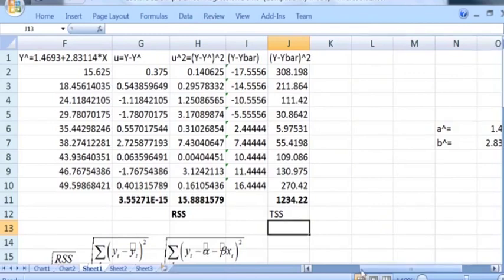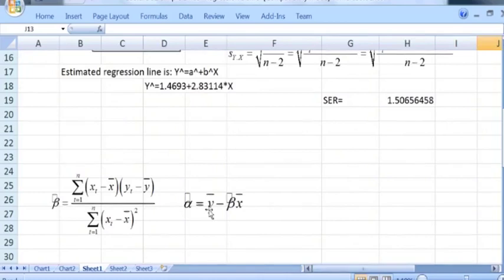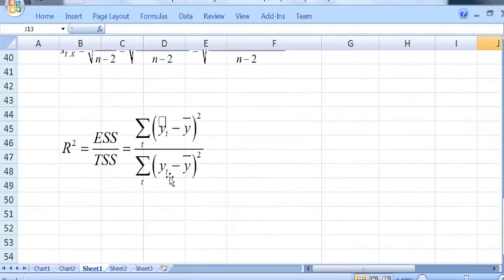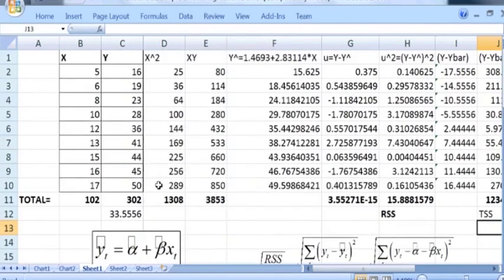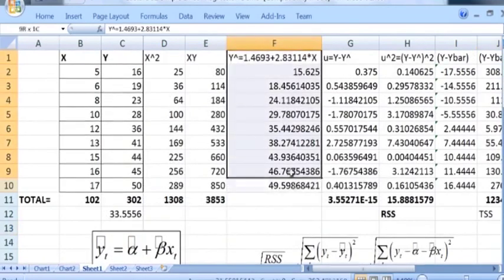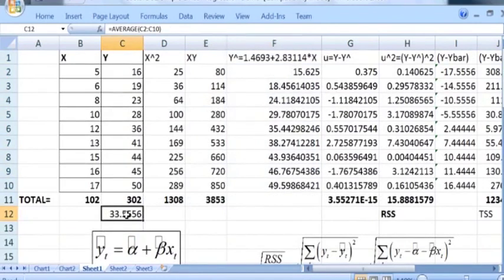Now in order to calculate ESS, the explained sum of squares, we need to find y hat minus y bar. So here is the formula: (y hat minus y bar) whole square and then its sum. We have the value of y hat and also we have y bar. So subtract y bar from y hat, square it, take the sum. Here is the value of y hat, here is the value of y bar. So subtract y bar from each of the y hats.